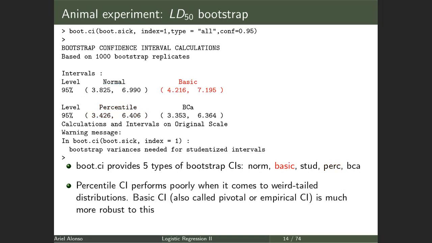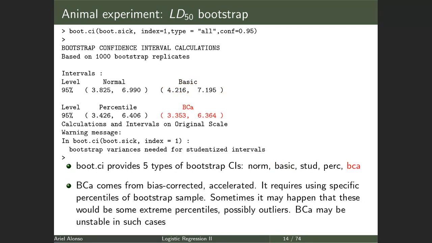It's just that. Now, the third one is called the basic confidence interval. And why they came out with this: you see that the numbers vary again a little bit. The problem is that the percentile confidence interval, the one we saw before, performs poorly when you have weird tails, when the distribution of these bootstrap samples really has weird tails. And then the basic, also called sometimes pivotal or empirical confidence interval, is more robust to this type of tail issues. And that's why you have the basic there.